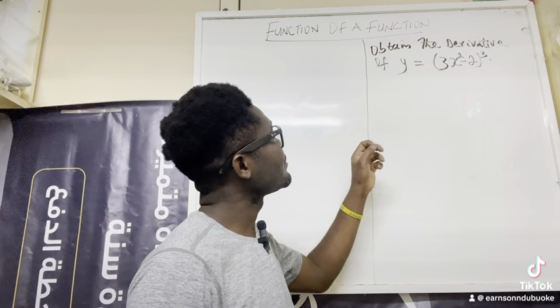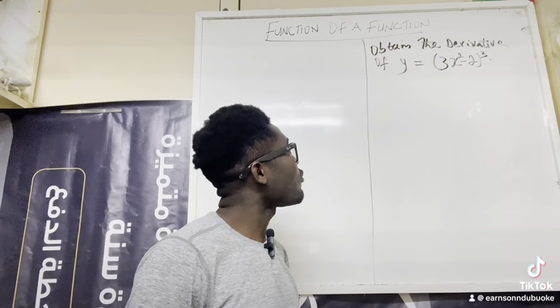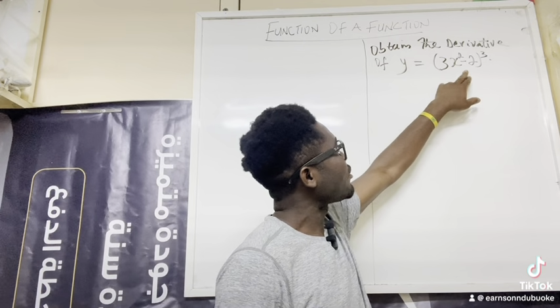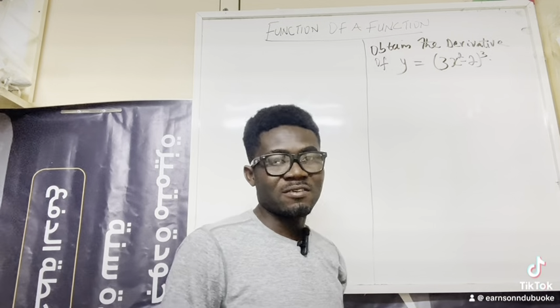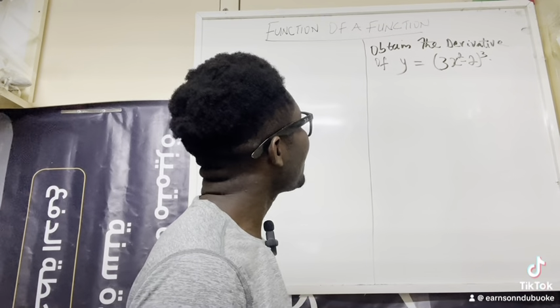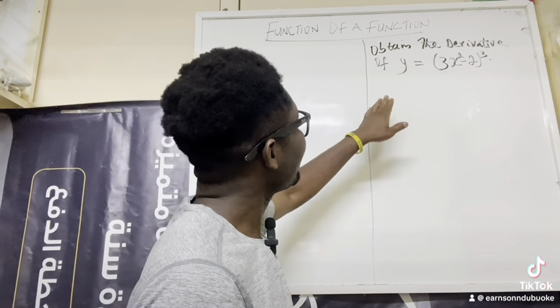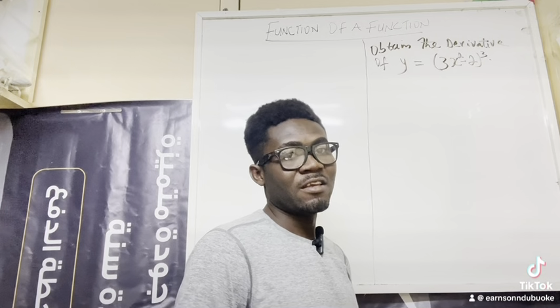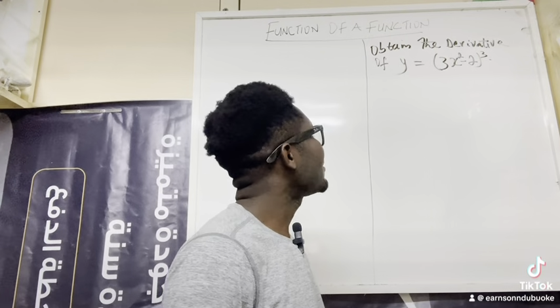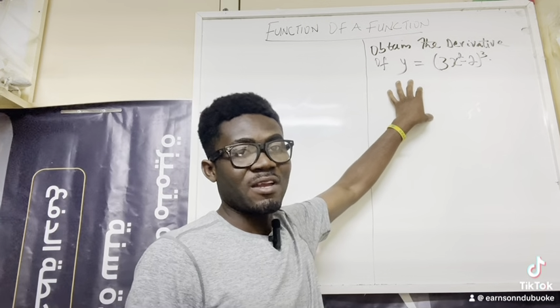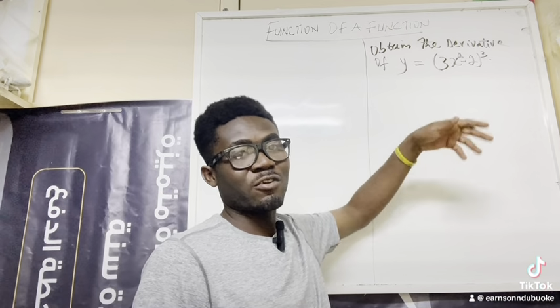The question now says, obtain the derivative of y equals bracket 3x squared minus 2 raised to the power of 3. There is no other approach you can use from these techniques of differentiation apart from using the function of a function. When you talk about function of a function, say that y is a function of u and u is also a function of x.